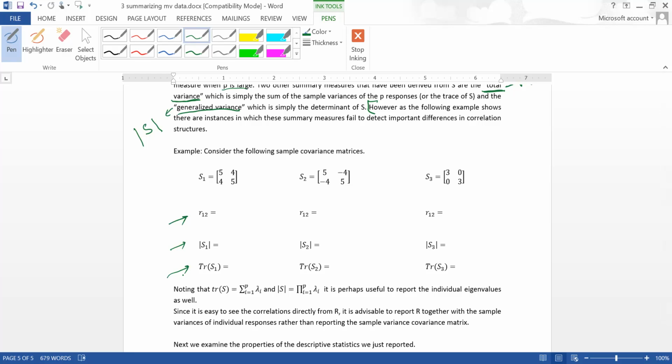Now you should know how to calculate the correlation. What's the equation to calculate correlation? Give me a second, please.